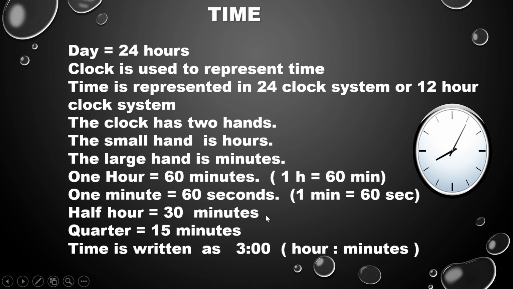Ishant, how many hours are in a day? 24 hours. How many hands does a clock have? 2 hands. How many minutes are in 1 hour? 60 minutes. How many seconds are in 1 minute? 60 seconds. How many minutes are in half an hour? 30 minutes. What about in quarter of an hour? 50 minutes. Good.